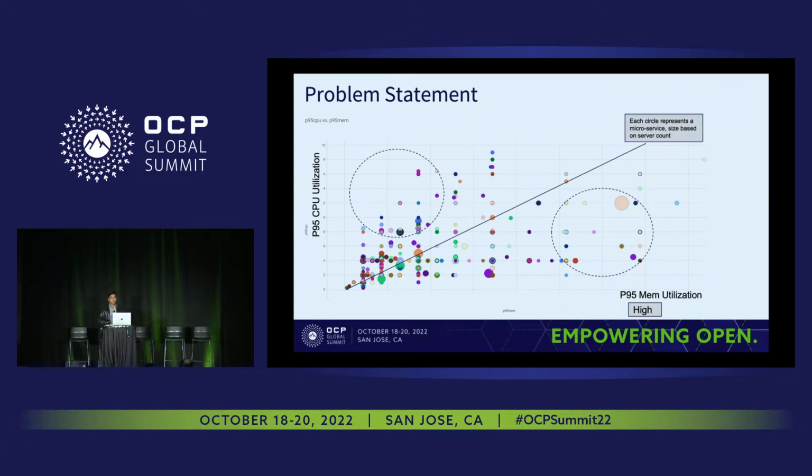This chart shows the diversity of P95 CPU utilization and P95 memory utilization across a diverse set of our microservices. Ideally, we would like all of these services to align on the solid blue line, but the dotted circles show the opportunity for dynamic memory scaling, tiering, and pooling and disaggregation.